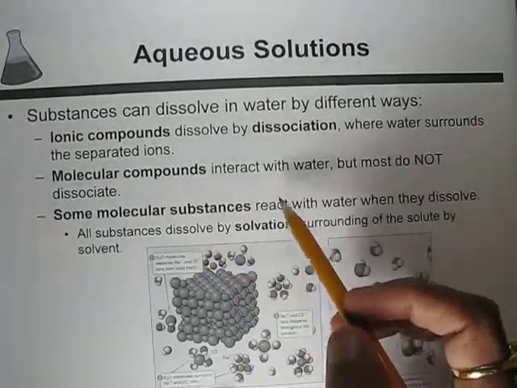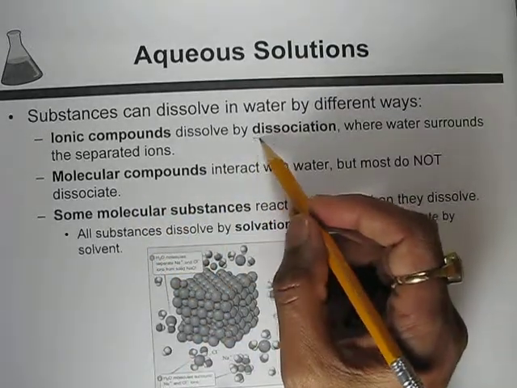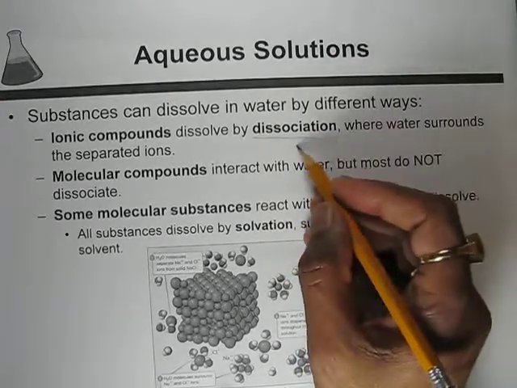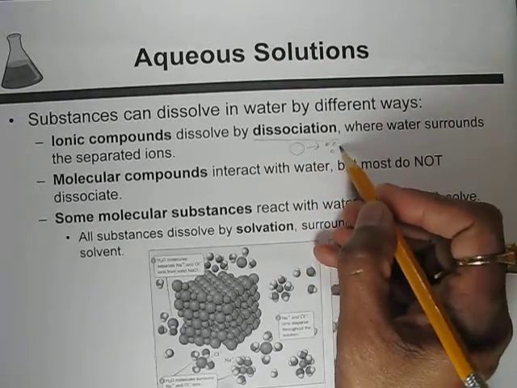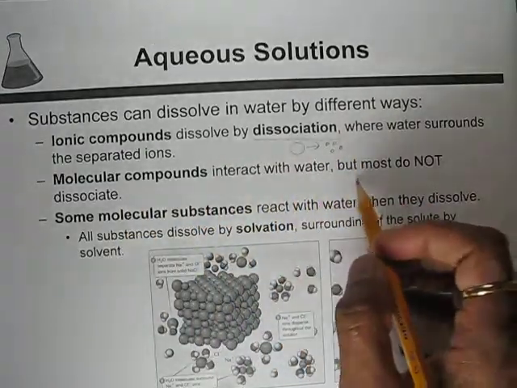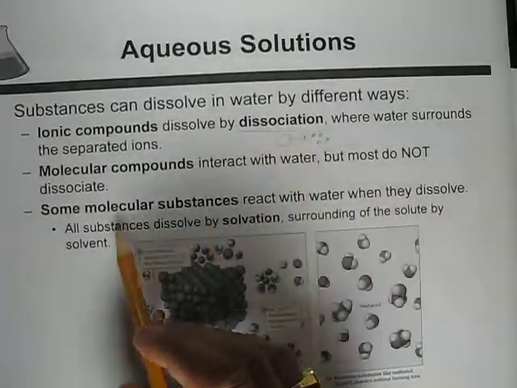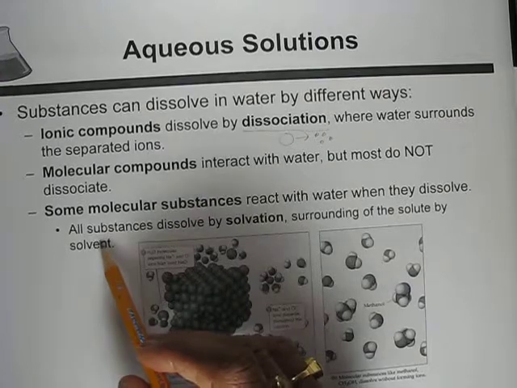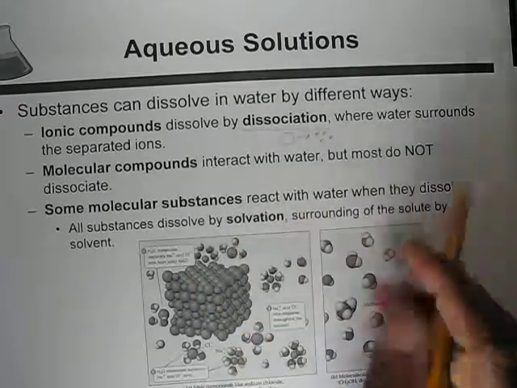Molecular compounds interact with water but do not dissociate. This is a new term here, dissociation. Dissociation means breaking apart into pieces. If this is a big thing, it will break into small pieces. Molecular compounds interact in the water but they do not dissociate. And some molecular substances react with water when they dissolve. All substances dissolve in solution by the surrounding of the solute by solvent.